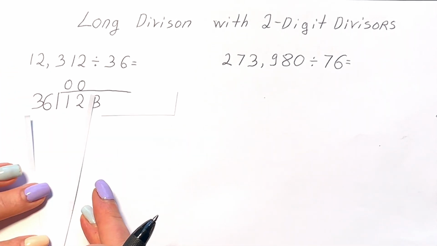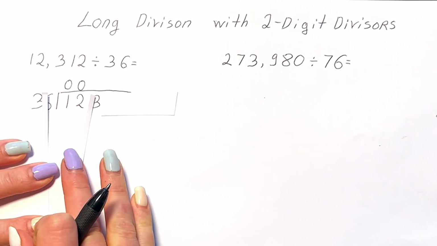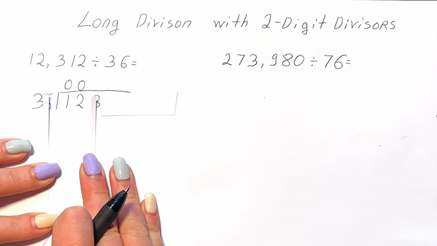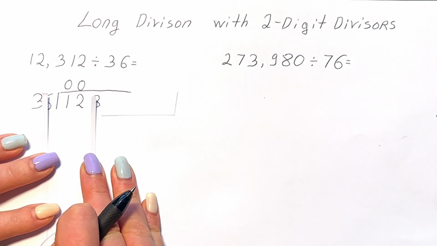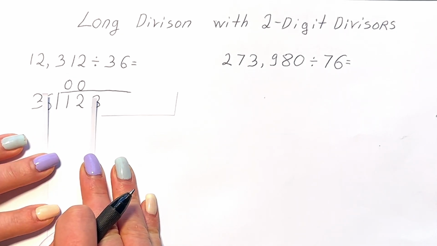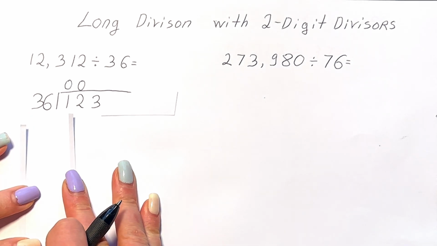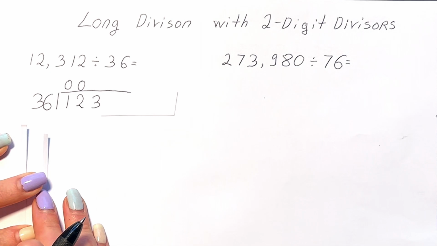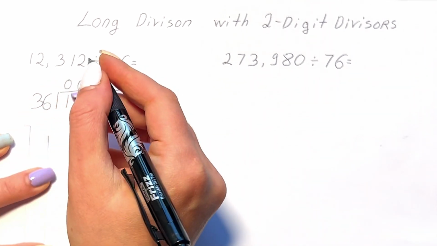I'm gonna again cover the last digits of the divisor and dividend. 3 goes to 12 4 times. It means 36 goes to 123 4 times. Let's put the 4.